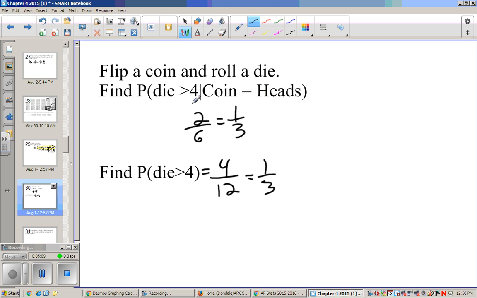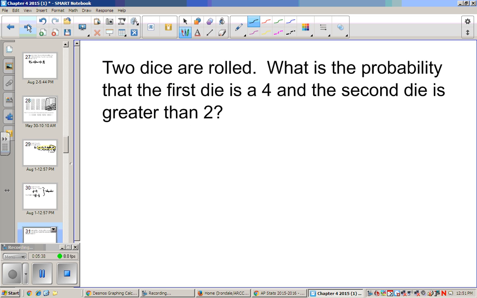Now sometimes when these two things come out to be the same, we say that these two events are independent. What that means is it doesn't matter if the coin is heads or not, because these two do not depend on each other. So if you reduce your sample space, it doesn't change the actual probability. We'll talk more about that in future videos.